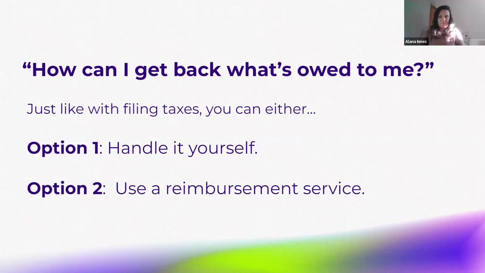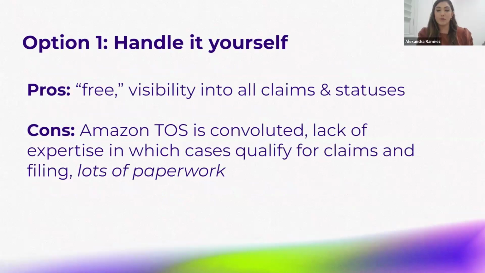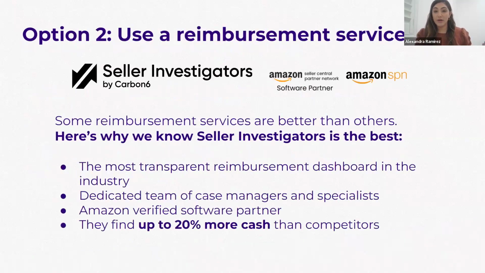Now there's pros and cons to everything, right? So if you were to use option one, the pros are it's free, right? You can submit all the claims and see everything on your end. The con is you do have to make sure that you're doing it fully TOS compliant because it's very convoluted. As we all know, Amazon changes all the time. There's lack of transparency there. There's tons of paperwork that you have to do. And we actually have a team of over 300 people that are continuously looking on a weekly basis at your account. And not only that, we are fully Amazon TOS compliant.